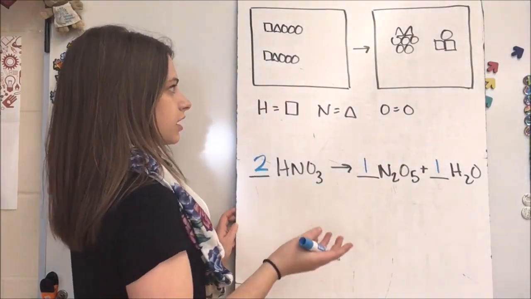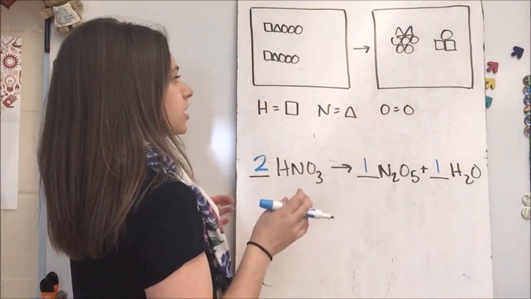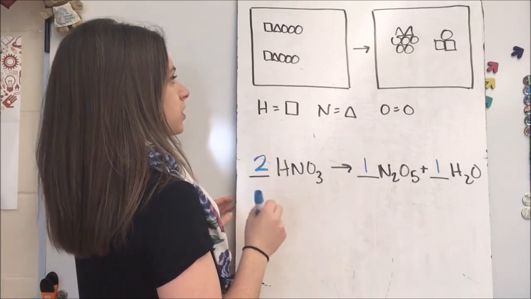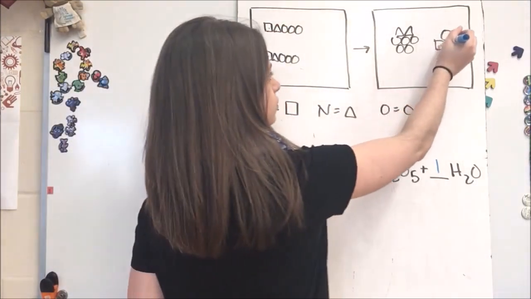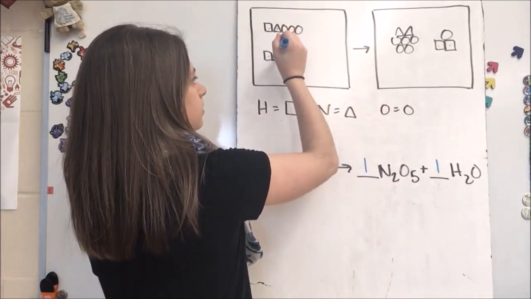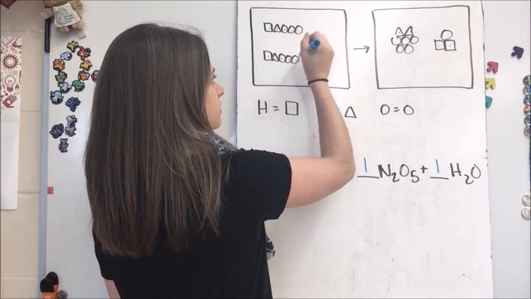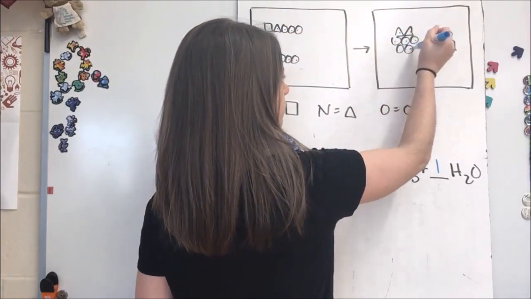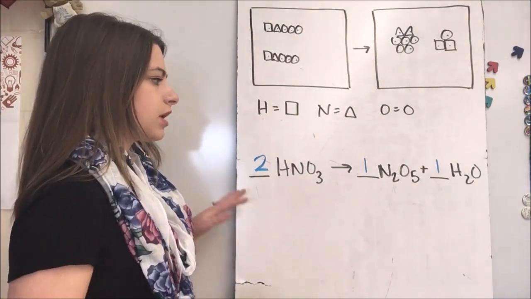Just to double check that I didn't make any mistakes when I drew the particle diagram to start with, I'm going to check that I have the same number of squares, triangles, and circles before and after. I have 2 squares and 2 squares, 2 triangles and 2 triangles, and 6 circles and 6 circles. So I'm good.